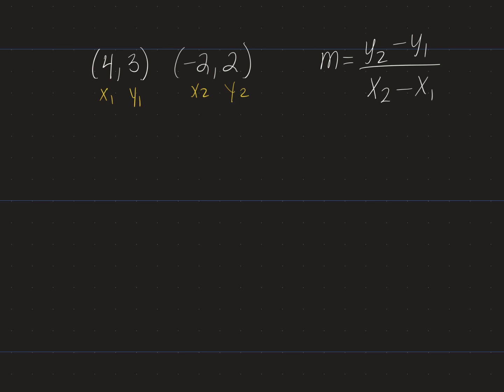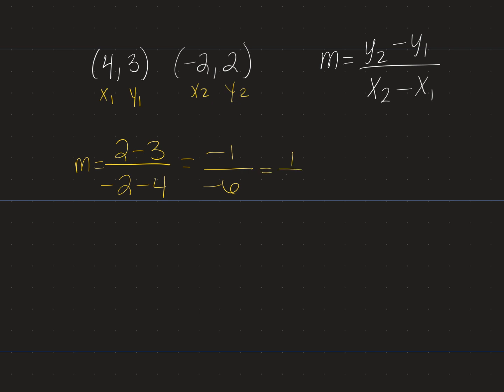So then we do 2 minus 3 over negative 2 minus 4. Right now we're finding the slope, and then we're going to use point slope form. We were just given 2 points. We weren't given a slope. But since we know how to find the slope, we'll use that first.